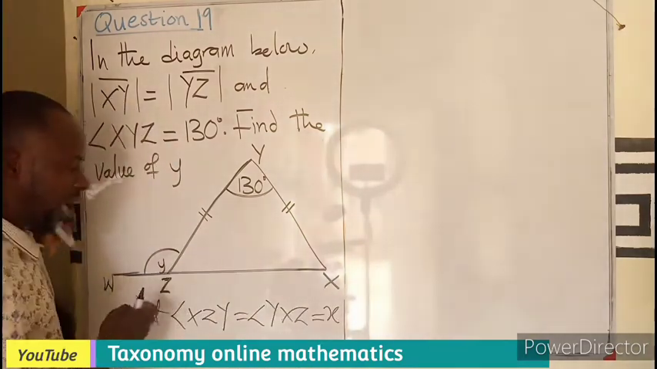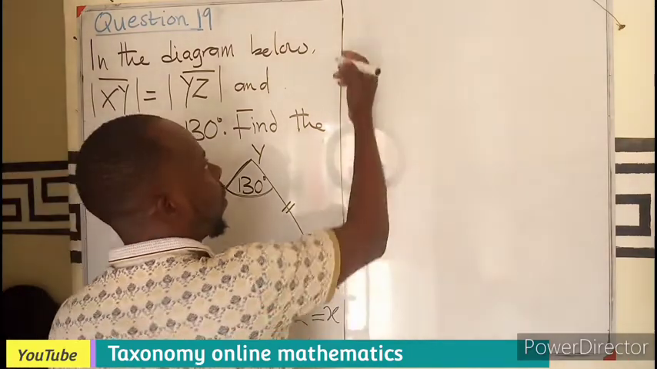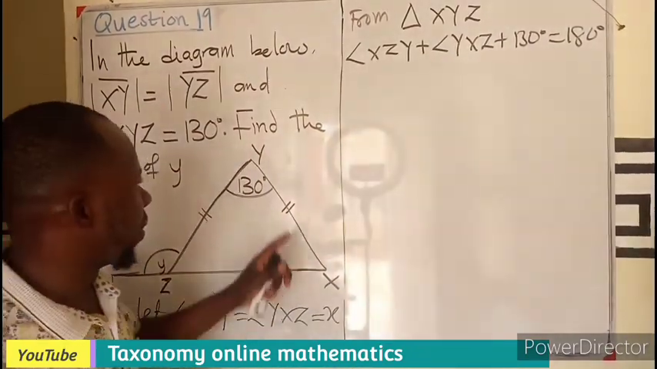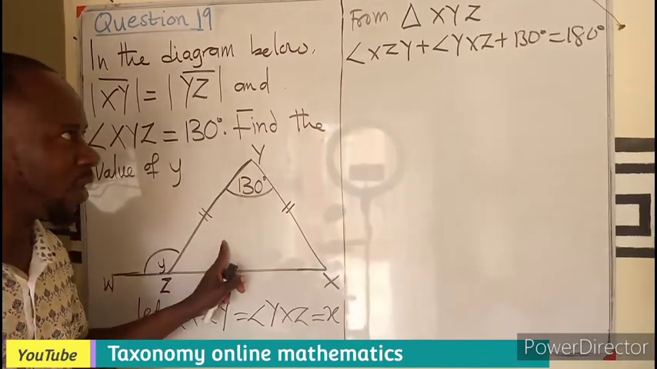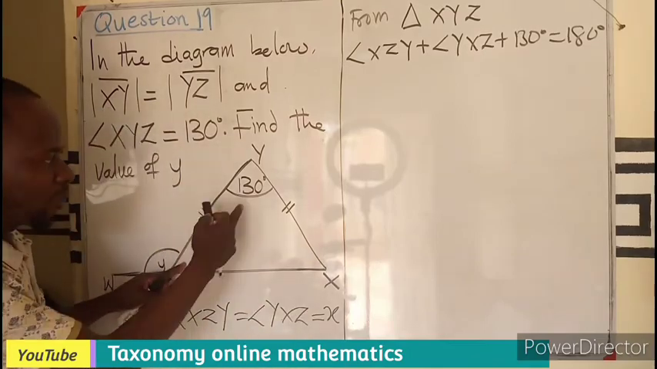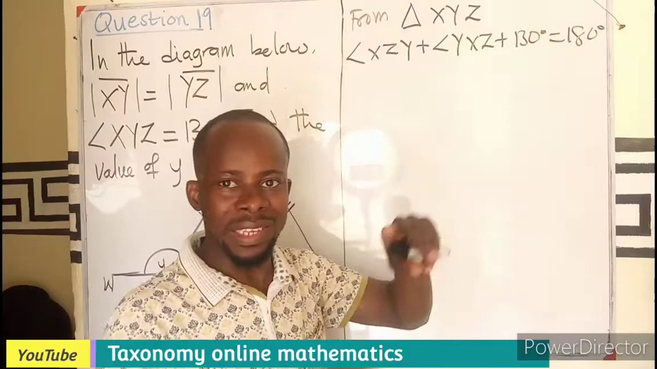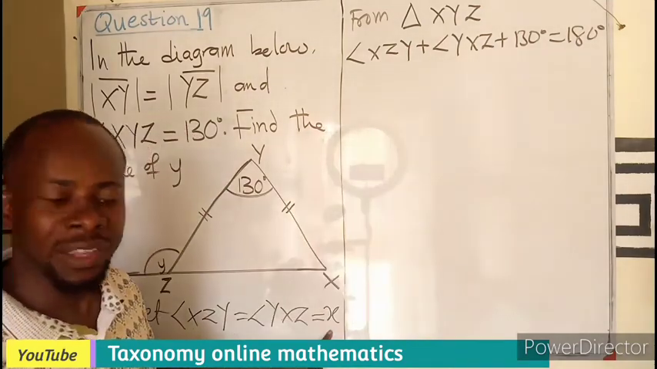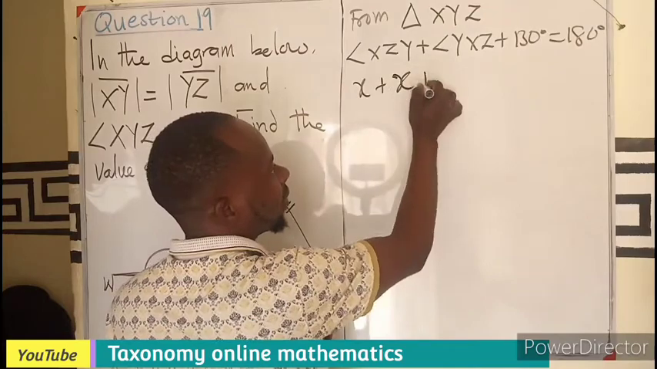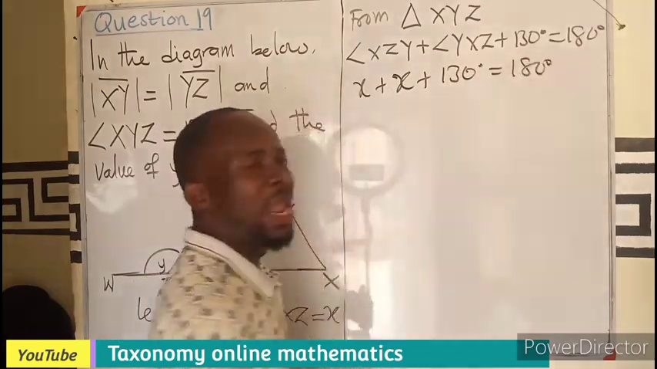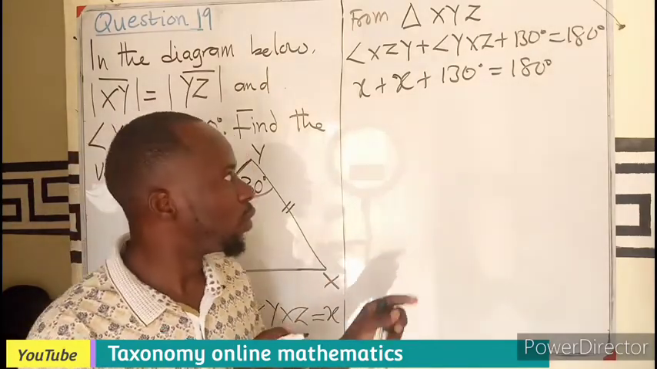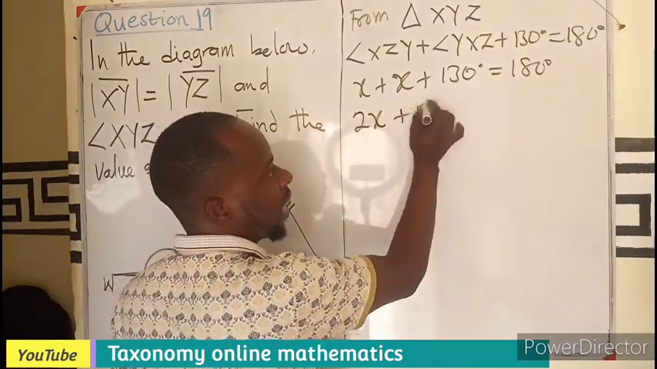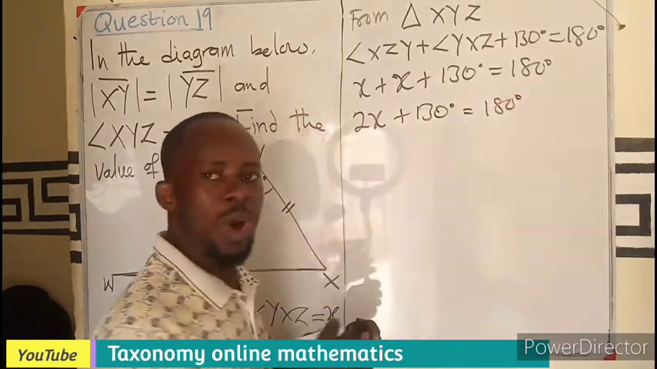So if these two angles are equal to x, we can conclude that from the triangle XYZ, which is an isosceles triangle, the angle here plus this angle plus the 130 should sum up to 180, the sum of the angles in a triangle. Good, so we have already labeled these two angles as x. So this becomes x plus x plus 130 equals 180. You can see that x plus x can be computed to give us 2x. So 2x plus 130 degrees equals 180 degrees.